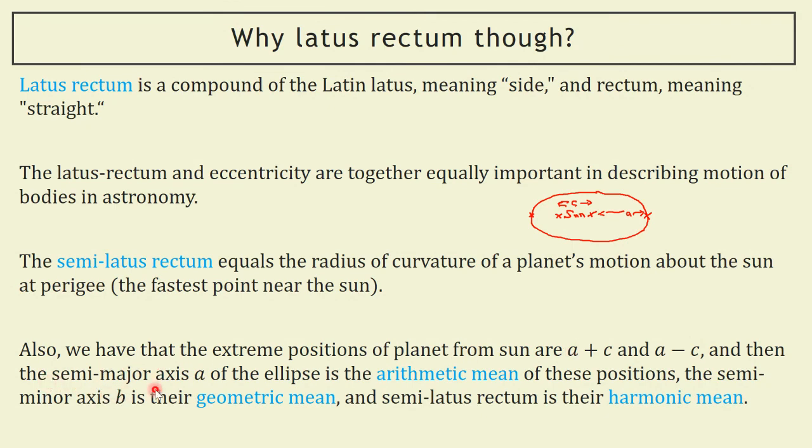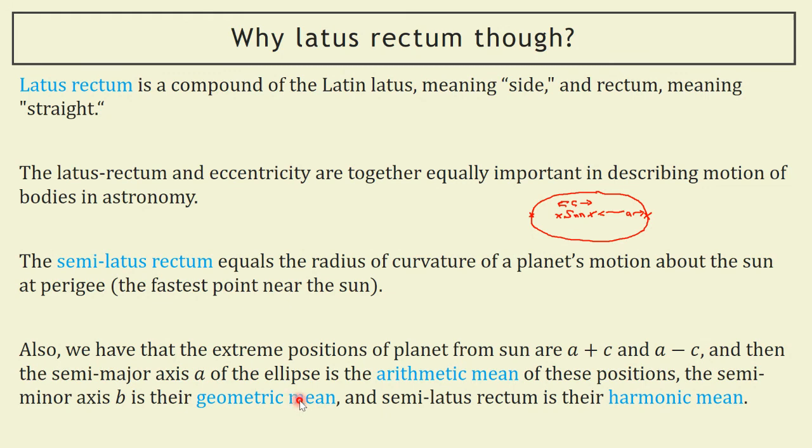Now the semi-major axis of the ellipse is the arithmetic mean of these two positions, the usual mean that we talk about. If I add these two things together, the C's cancel, because I've got a plus C and a minus C. I get 2A. If I halve it to get the mean, I get A. Well, that's the semi-major axis. So the semi-major axis is the arithmetic mean of these positions.